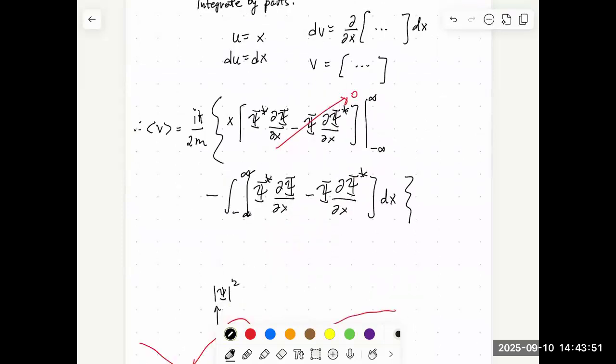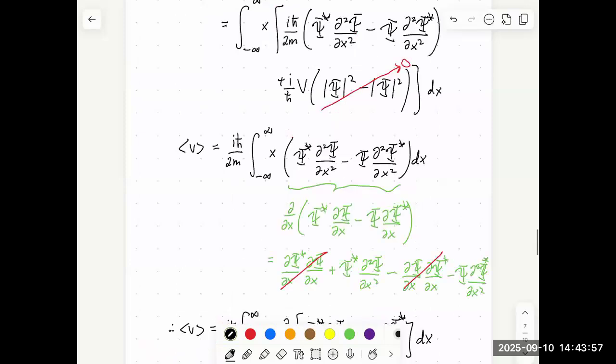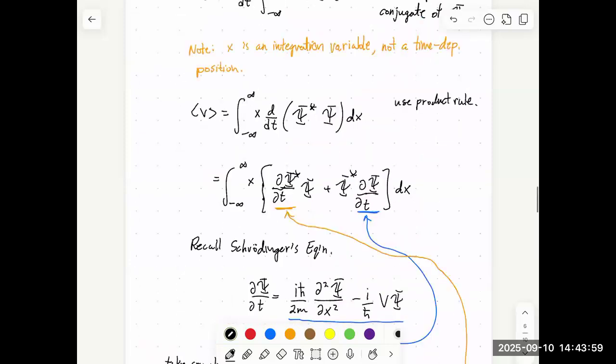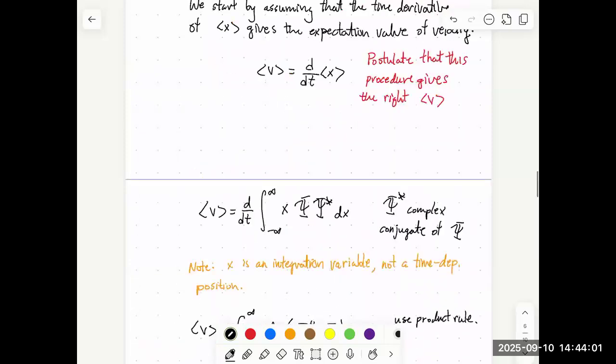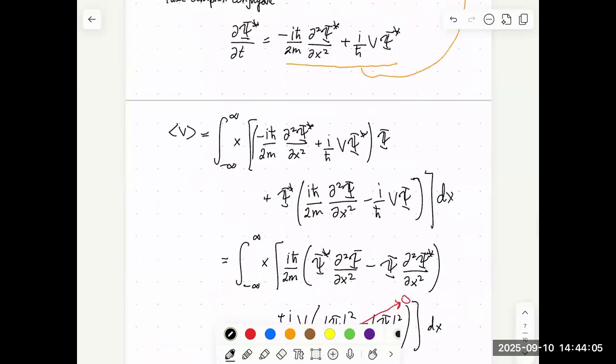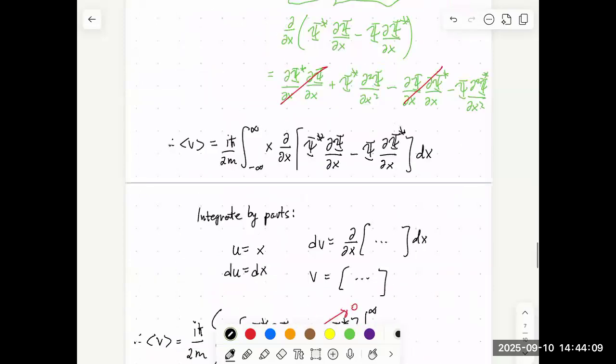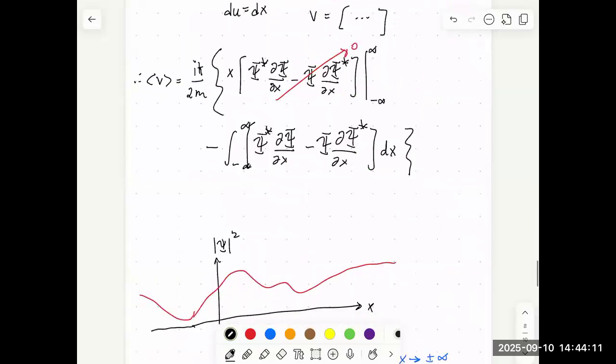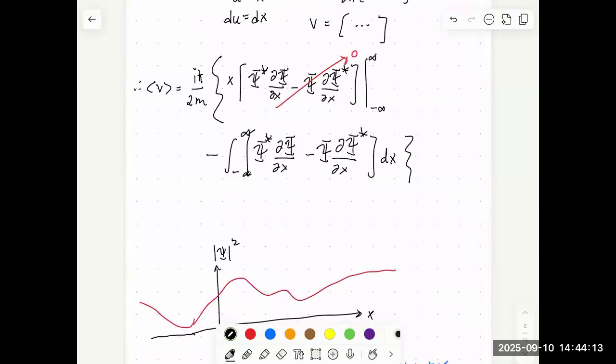All right, so we're making some progress. If you want to see what progress we've made, if we go back to here, we started with this mess of second derivatives. So we've done one cycle of integration by parts, and we've gotten down to a single derivative with respect to x.